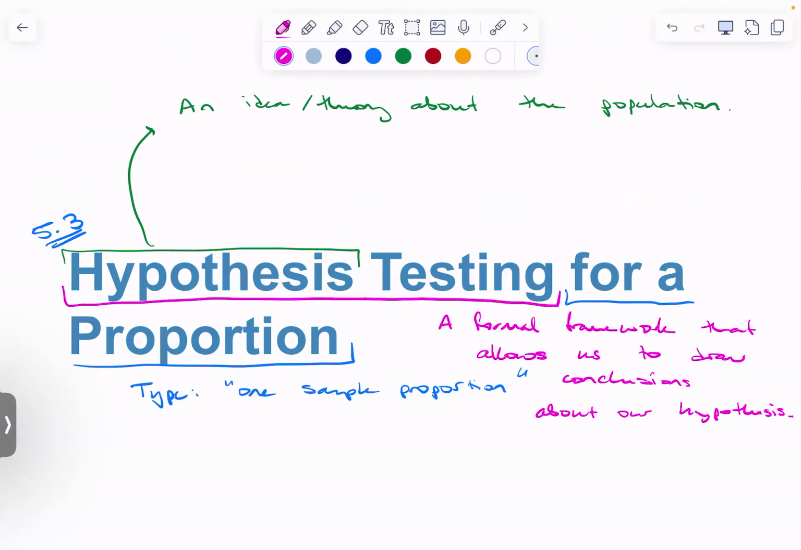A formal what? A formal framework. Framework. I'll try again. Framework. Looks the same.